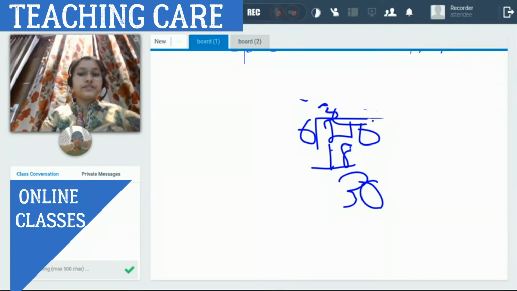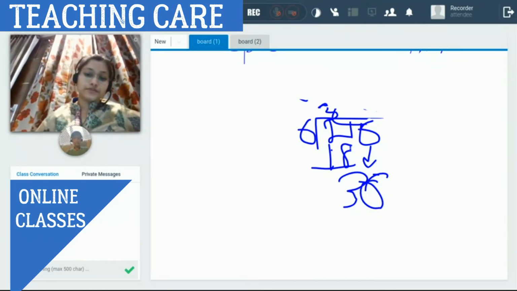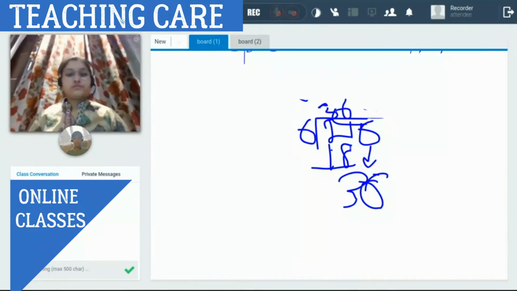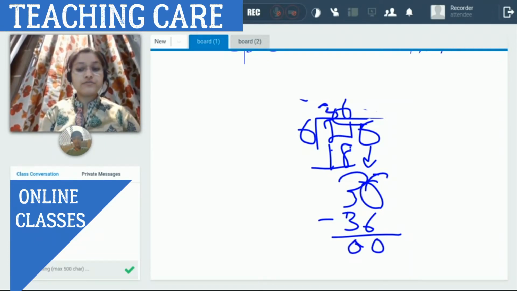But here it is 6. So you will drop 6. Now check, 36 is divisible by 6 at what? 6. There's no number here, so now see 6 into 6, 36. When I subtract it, I will get 0.